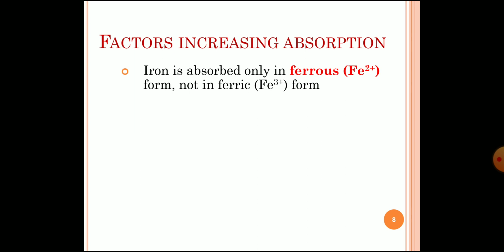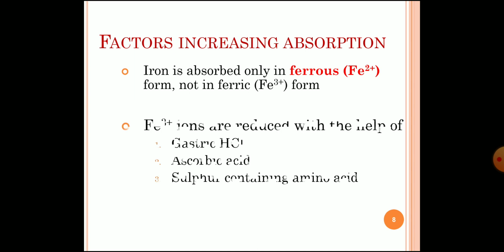Sometimes along with the food, it may be in the ferric form, bound to protein, and in the stomach HCl separates the proteins, and then the ferric form will be there. That has to be reduced to ferrous, then only we can absorb the iron into the intestinal cells. Ferric ions are reduced with the help of gastric HCl, ascorbic acid, and sulfur containing amino acids. So these are the factors which increase iron absorption by reducing the ferric ion to the ferrous ion.